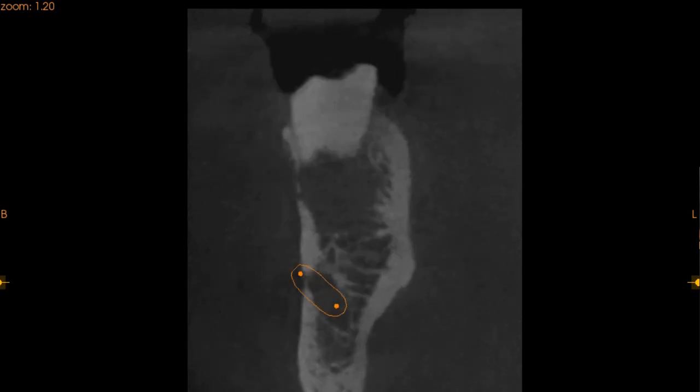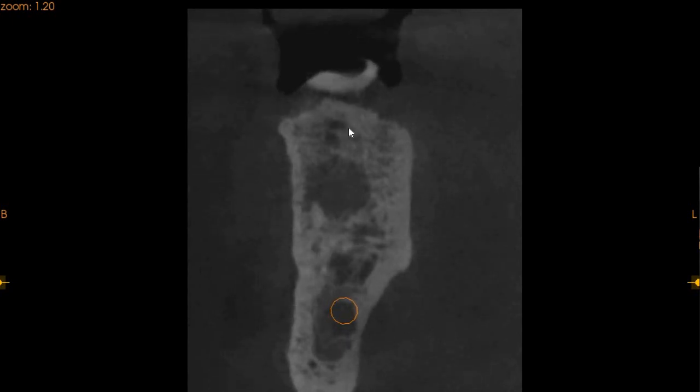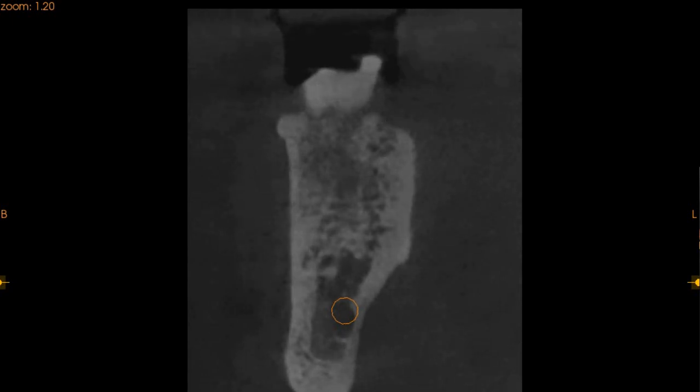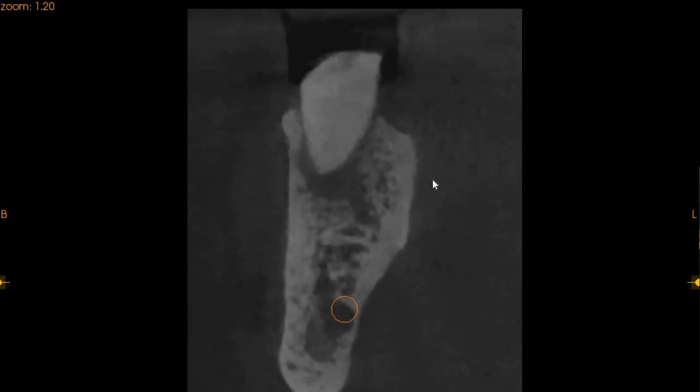Moving to the lower right 6, in the lower right 6 region, this is the mesial root. We can see that the periapical radiolucency is present right here, and we see very little canal morphology. This is the interradicular area, and the radiolucency is present here as well, along with furcation involvement. Moving to the distal root of this tooth, again we see very sclerotic canals.